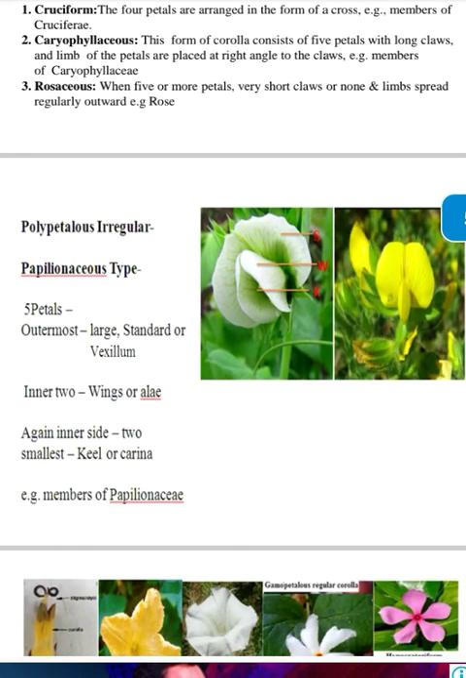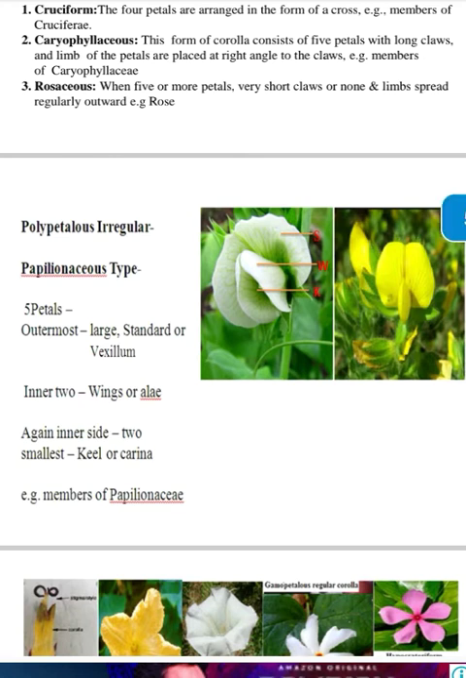Then the polypetalous irregular type of corolla is a characteristic feature of the family Papilionaceae. Papilio is nothing but butterfly. The entire corolla looks like a butterfly, and so it is called papilionaceous type of corolla. Here always 5 petals are there.